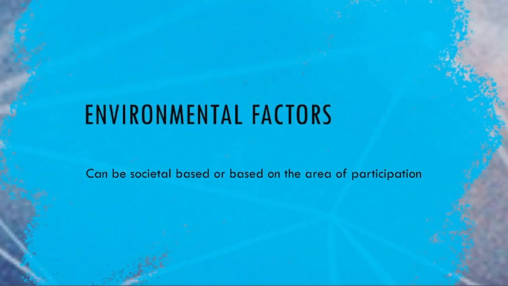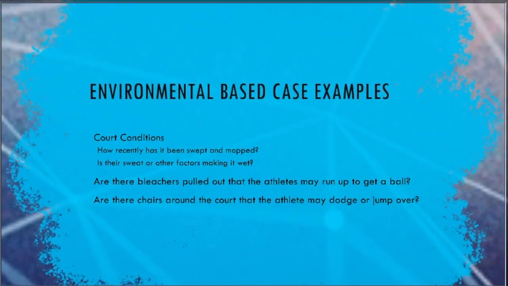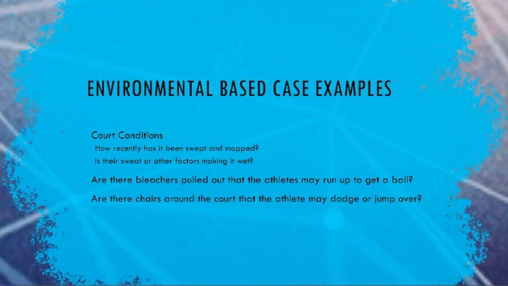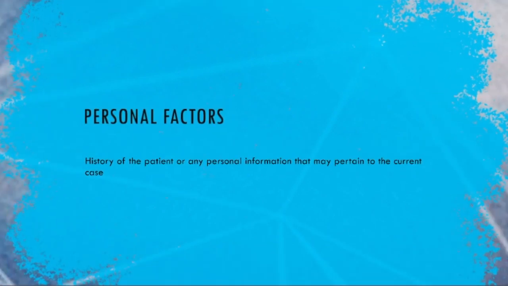Environmental factors. Environmental factors can be societal-based or based on the area that the patient participates in. Societal-based case examples are coaches, teammates, friends, parents, and scholarship. Environmental-based case examples are the conditions of the court and anything around the court that may cause the patient to have to dodge or cut in an unexpected way that could cause damage to their ankle.